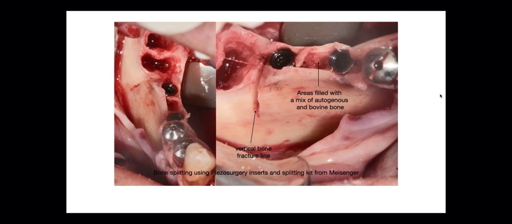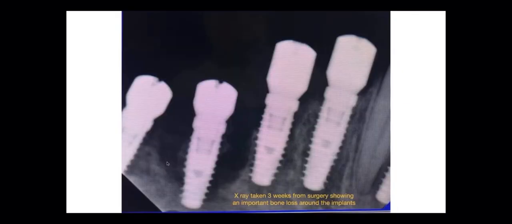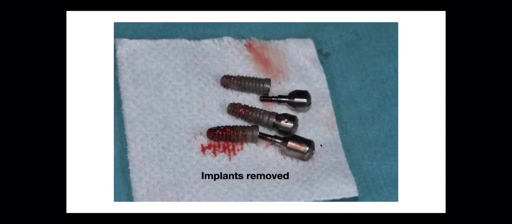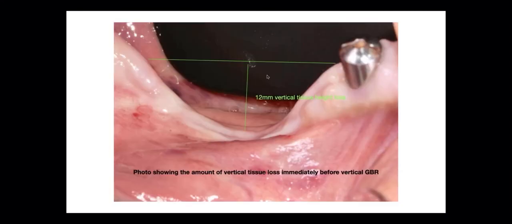Okay, this is the case, showing it to you again. So the implants were placed at the start. We did bone splitting, but the thing happened that we had an infection in this area, and we lost all the bone and all the implants at the same time. And this is why we had this infection. We had 12 millimeters of vertical tissue height.